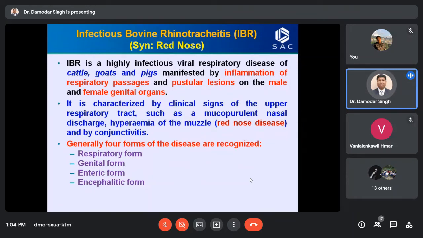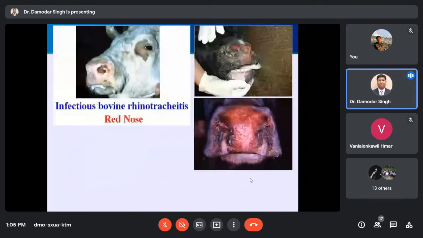Mostly it affects the respiratory system, but in some animals you may find involvement of the genital organs, the intestinal tract, that is the enteric form, and even the CNS, the encephalitic form. Here is the photograph showing it. If you see the last one and this one also, necrotic plaques are covering the surface of the muzzle. If you remove them, you'll find red coloration of the muzzle and nose.